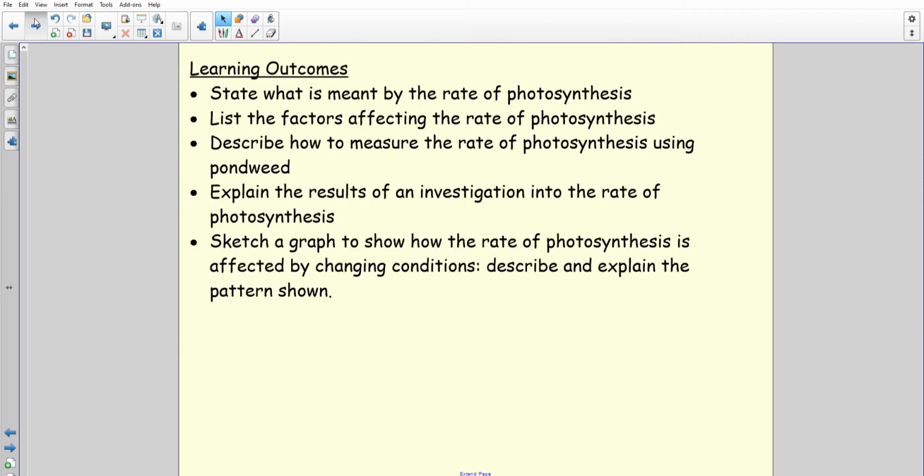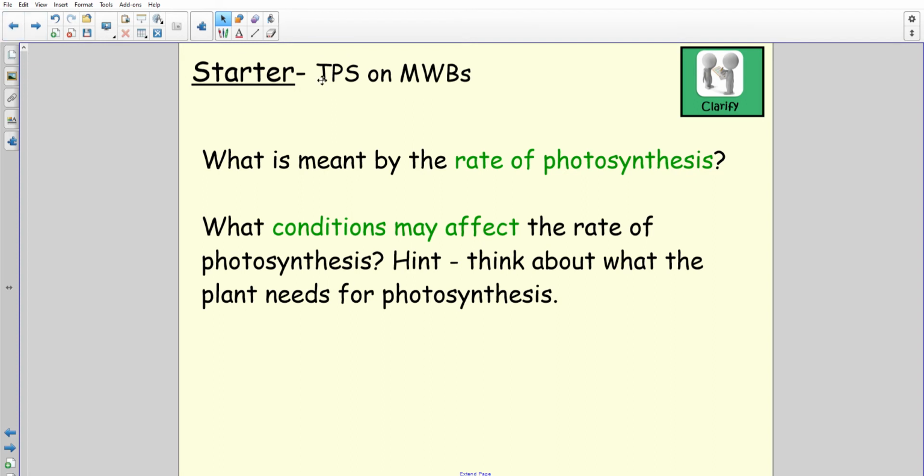So, we'll start off with a couple of questions. So I want you to have a quick chat about this. So just think fair share. So if you think for yourselves and then have a minute to chat with each other and see what you think, and then I'll go through the answers. So what is meant by the rate of photosynthesis, and what conditions may affect the rate of photosynthesis? So if you think about what plants might need for photosynthesis, okay, and how that might affect the rate of it. Okay, so if you want to pause the video and have a quick chat about those two questions again.